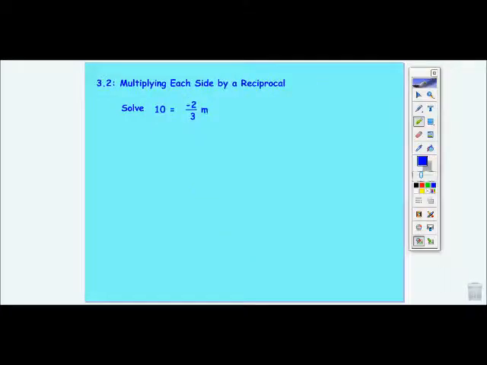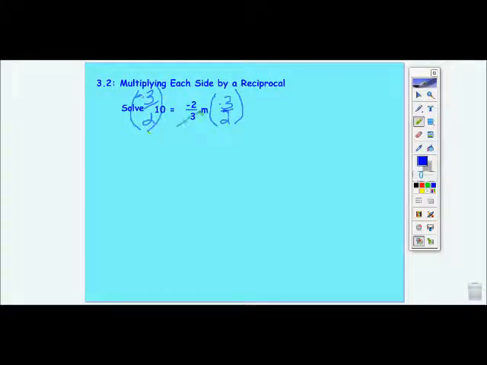Now this time we have a reciprocal, or we have a fraction as our coefficient. So we need to multiply by the reciprocal to get that equal to 1. So I'm going to multiply, watch that sign, I have a negative there, so I'm going to multiply by a negative 3/2. If I do that on one side, I have to do it on the other. I should have rewritten this so it was a little easier to see. That is a negative there.